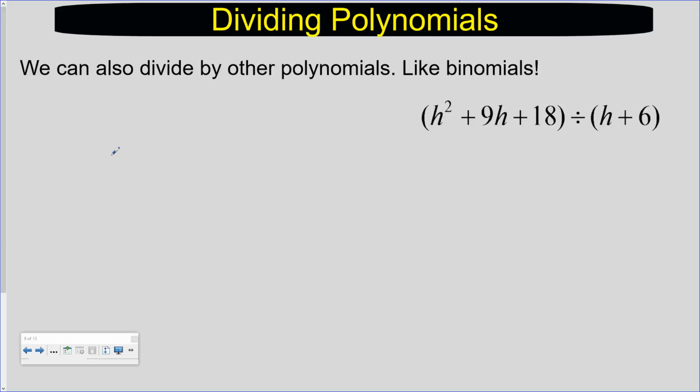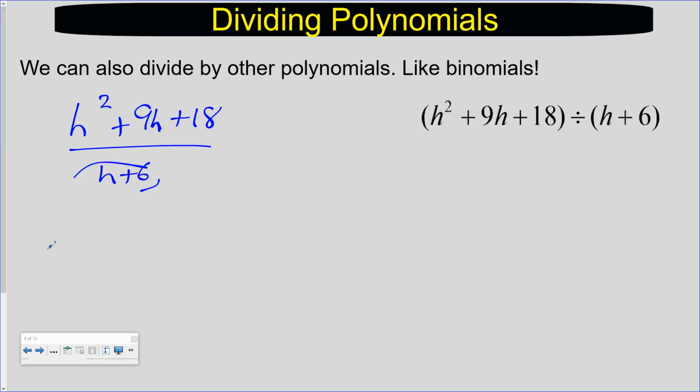Okay. We can also divide by other binomials, though. Not always just monomials. The steps remain the same. h squared plus 9h plus 18. Write it as a fraction, so we're going to put h plus 6 in the denominator. Now I cannot divide each of these by h plus 6. It's not going to work. So I need to factor the top.